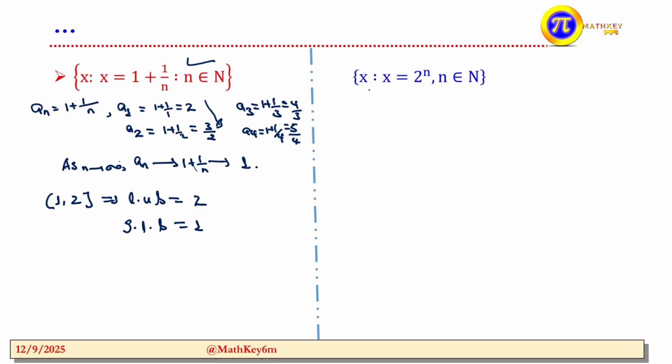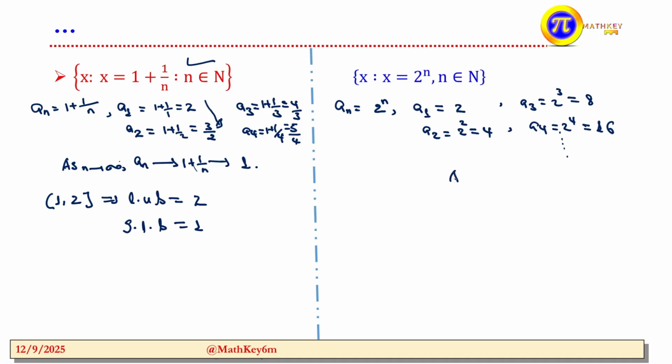Similarly, let's find the next one. It says x is 2 to the power of n, where n is an element of the integers. From this, what is a_n? Our a_n equals 2 to the power of n. When n starts from 1, a1 is 2. The second, a2, equals 2 squared, which is 4. Let's continue. What about a3? That means 2 to the power of 3, which is 8. When you take a4, it is 2 to the power of 4, which is 16, and it goes on.